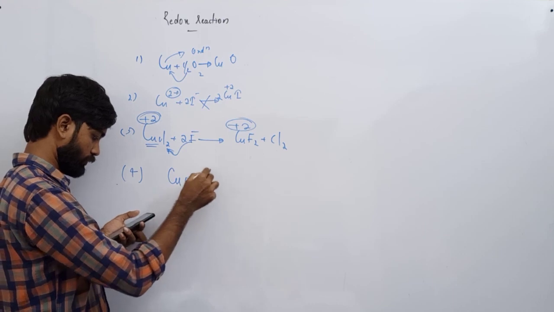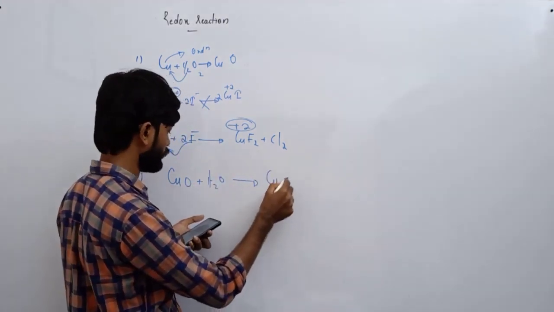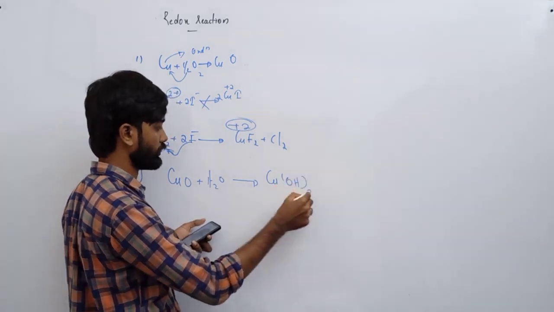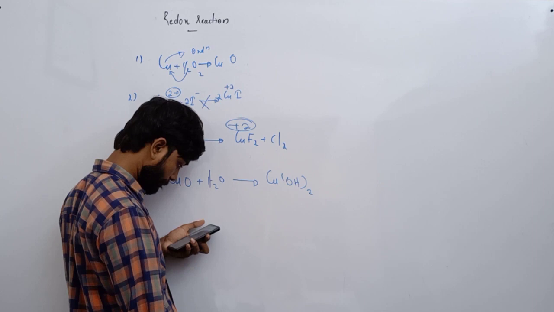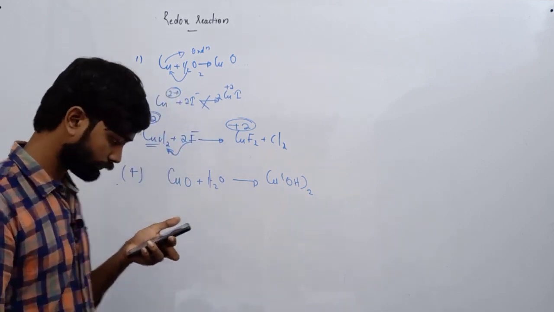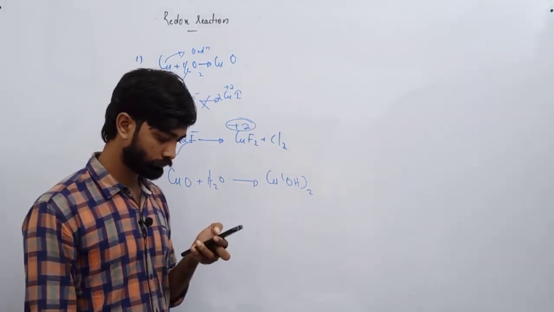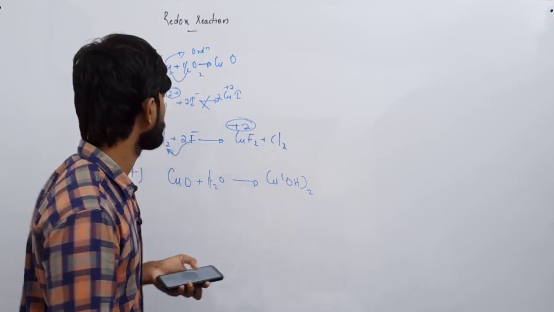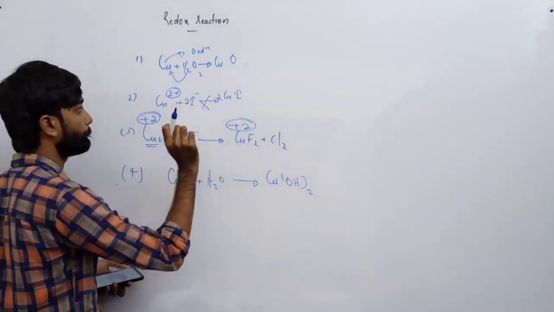And what about the final one? CuO plus H2O gives Cu(OH)2. I'm sorry, there is a small problem.